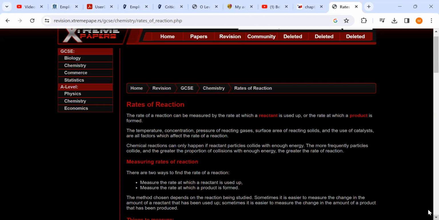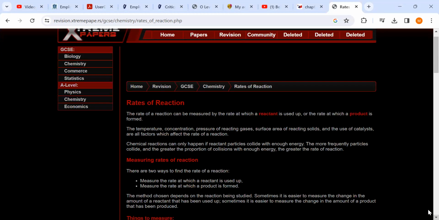Now, the factors which affect the rate of the reaction are temperature, concentration, and pressure. It is frequently asked in the papers that the factor of pressure only, I repeat, only affects gases. Then there is the surface area of solids, which I'll be giving examples of how we use this factor in the topic of enzymes as well, and the use of catalysts once again, which we covered in biology.